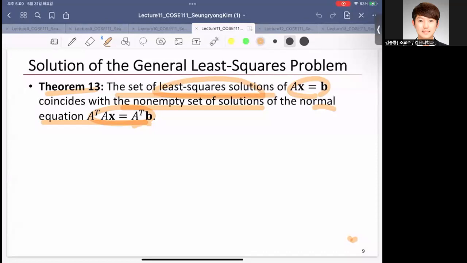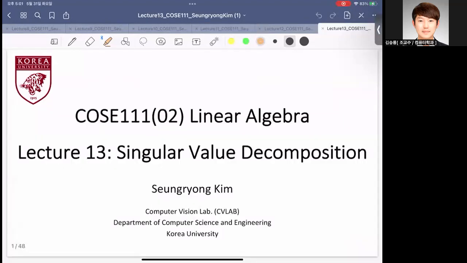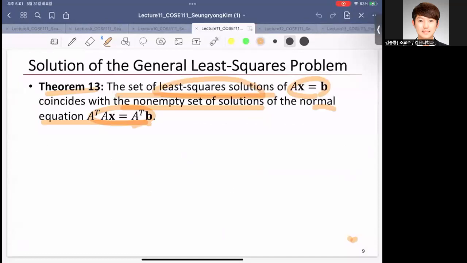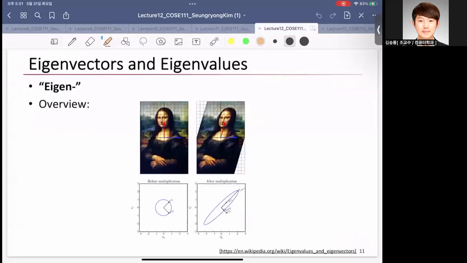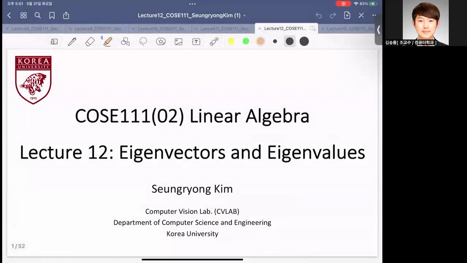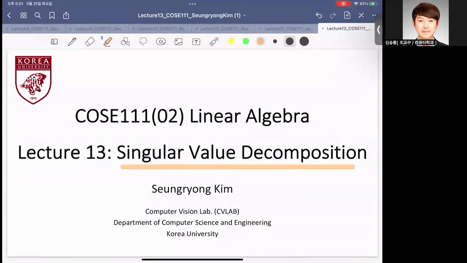So today we will finish lecture 11 and move to lecture 12. In this semester we will cover up to lecture 13. Here, singular value decomposition. We are at lecture 11, least squares. After finishing this lecture note, we will move to lecture 12, eigenvectors and eigenvalues, and we'll finish this semester by talking about singular value decomposition.